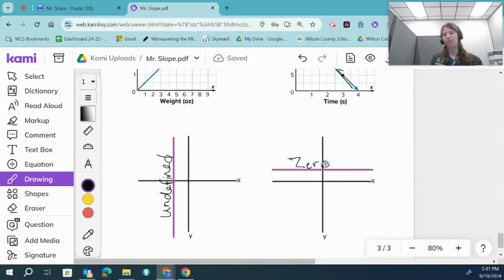If you've ever been on a treadmill before, you set it at zero if you want to walk flat, and you increase the incline as you want to make it a little bit harder or a little bit steeper. So zero is flat. And that is the beginning of slope.